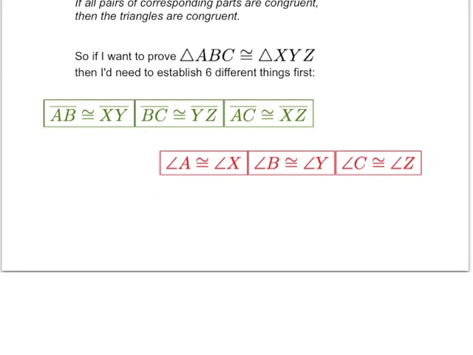Well, the nice thing is we don't need to have all 6 things. In fact, we've got a couple of theorems that allow us to cut that number in half. So I'll give you a couple of examples in order to prove that triangles are congruent.